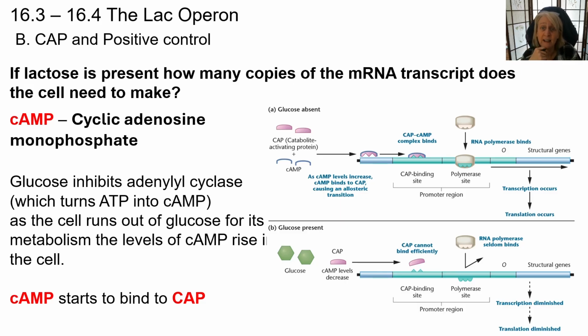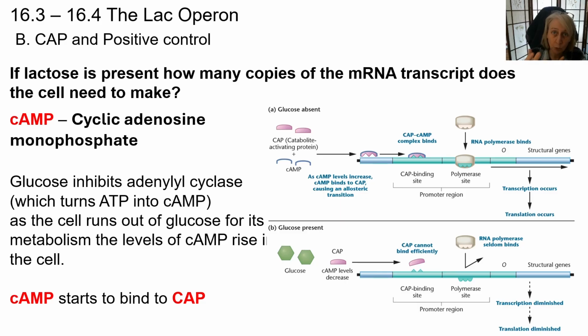Now I got to decide how much do I want to actually transcribe, because just transcribing like crazy means I'm wasting energy. I want to transcribe exactly enough transcript to deal with the lactose that I have without wasting any energy. So there's two more molecules that we need to talk about here that control the positive control, or sort of how much do I actually need to make of this situation.